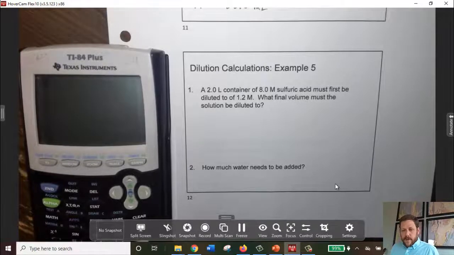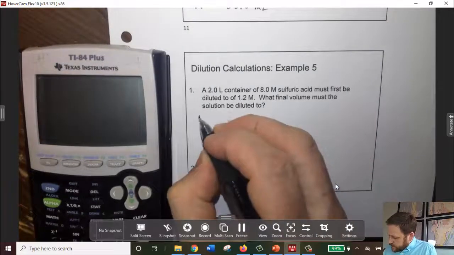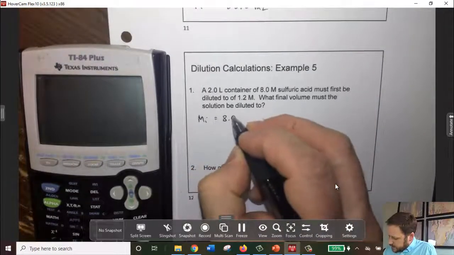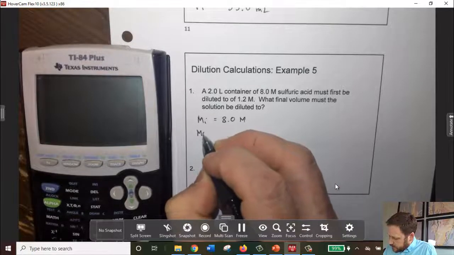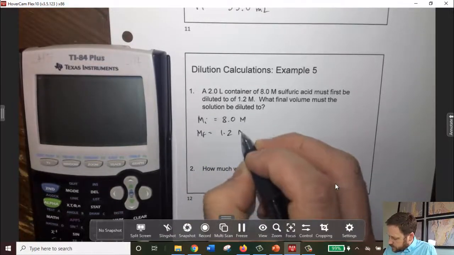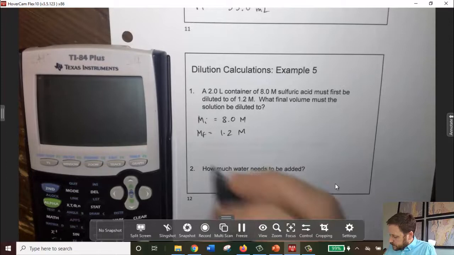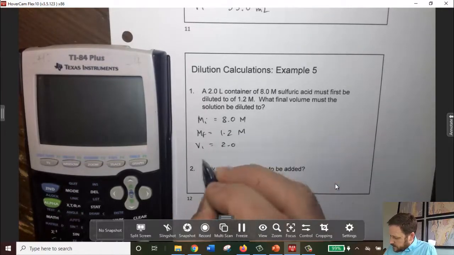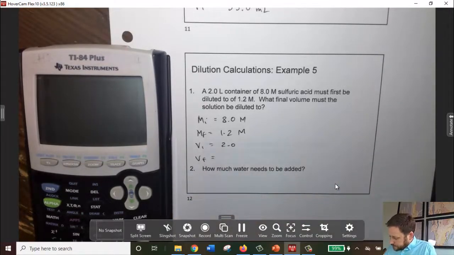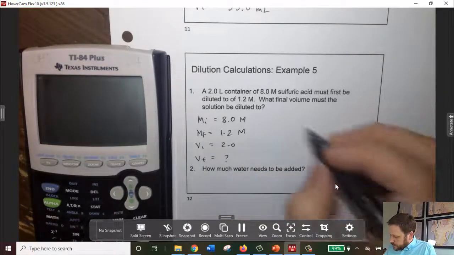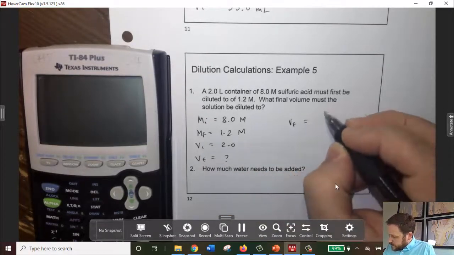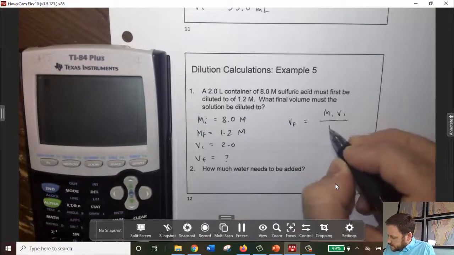Let me walk through one more calculation. Example number 5 here says a 2-liter container of 8 molar sulfuric acid must first be diluted to 1.2 molar. So we have an initial molarity of 8, and we have a final molarity that we're shooting for of 1.2. So the molarity is going to be reduced, of course. The initial volume is 2, and the final volume is what we're going to solve for. What's the final volume going to be? MiVi divided by Mf.